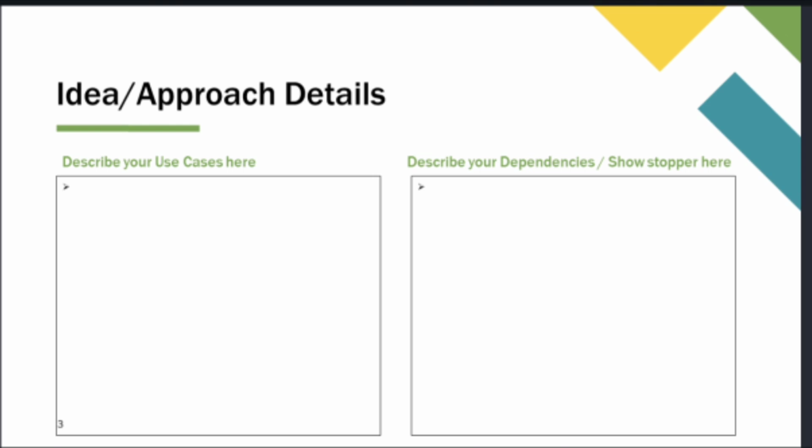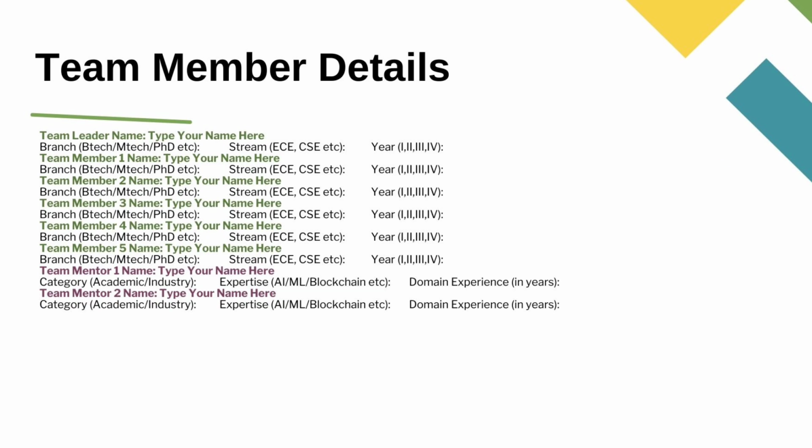Okay, so now the last slide. This is the slide of the team members' details. Here you have to enter the team leader's name and the branch. Now, from 2023, Smart India Hackathon is open to BTech students, postgraduate students, and doctoral students. By now I think everybody knows how you can form a team. You should have 6 members in the team.